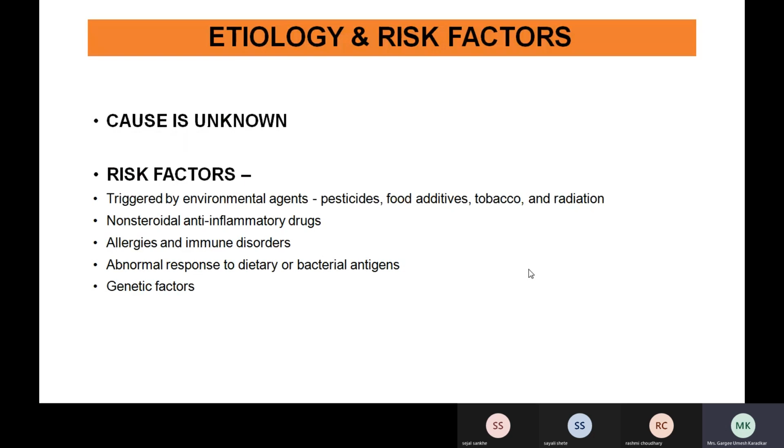What are the etiology and risk factors? Again, the cause is unknown in spite of all the long research, and as yet there is no specific cause found to cause inflammatory bowel disease. So, what are the risk factors? These are the risk factors identified till date. It can be triggered by environmental agents, like for example certain pesticides, food additives, tobacco, radiation. Then there are non-steroidal anti-inflammatory drugs.